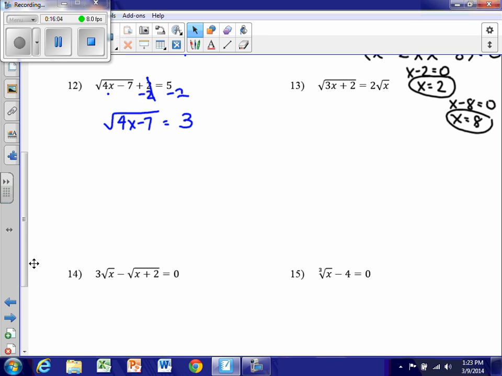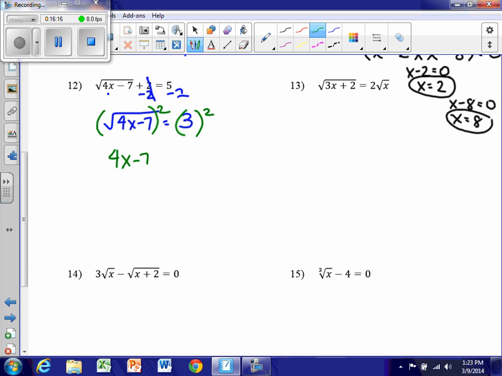And since it's a square root, I am going to square it to get rid of it, but you have to square both sides. So I get the 4x minus 7 from underneath. The square root's gone. And 3 squared is 9. And now it's a very basic algebra problem. You add 7, 4x equals 16, and divide by 4, and x equals 4. And there's no plus and minus on these.